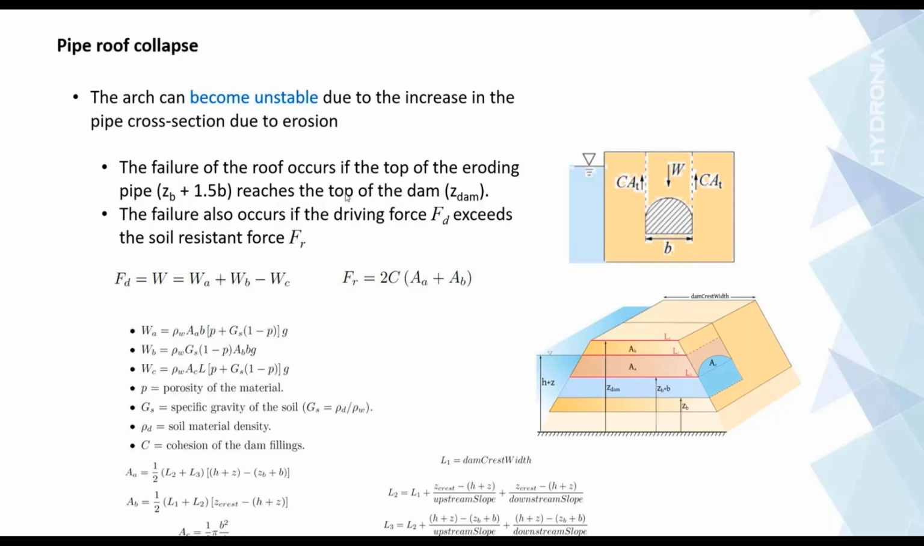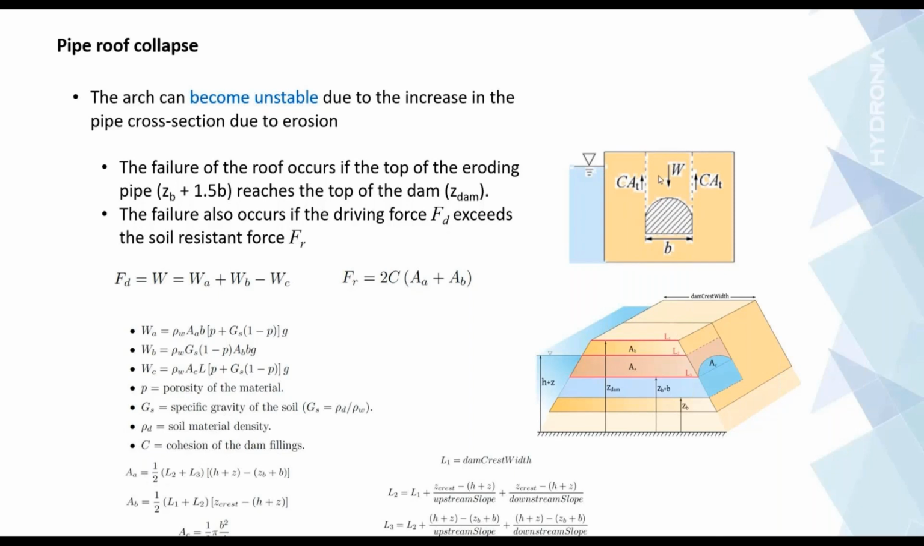One is if the top of the pipe, this point here, reaches the top of the dam, then obviously there is no fluid here, no material here, and the fluid is connected to the top. So there is a collapse that occurs naturally by that growth of the pipe.